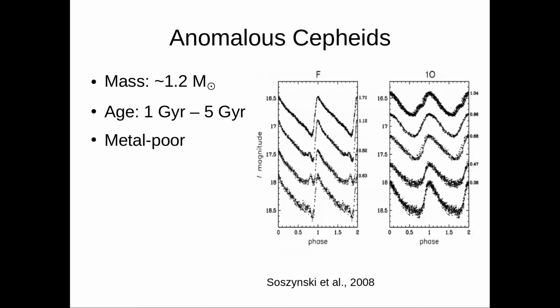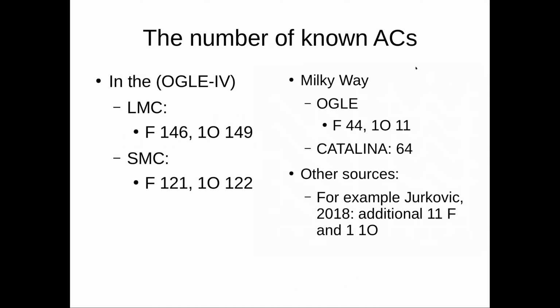The anomalous Cepheids are a little bit different. They have masses of 1.2 solar masses, and they're a little bit younger, from 1 to 5 gigayears. What makes them special is that they are metal poor, which is a strange feature of them. They pulsate in the fundamental mode, which you can see here on the right side, F, meaning the fundamental mode, and in the first overtone. The two modes mean that the light curve shape is a little bit different. The number of them is rising, and maybe 100 or 200 are known. It will change also as observations continue.